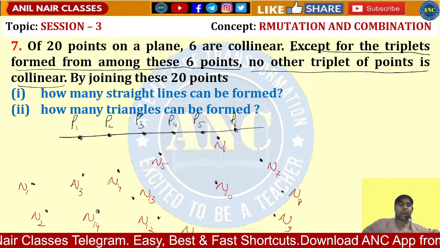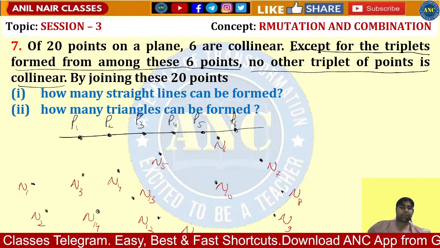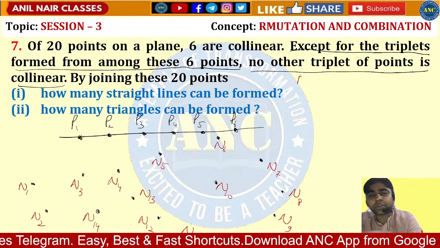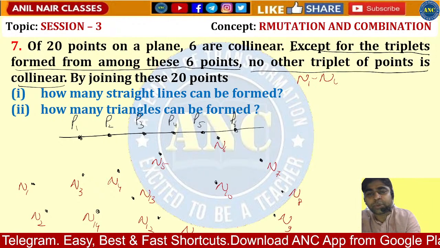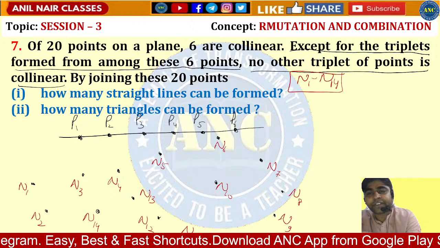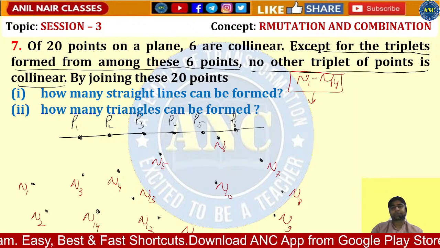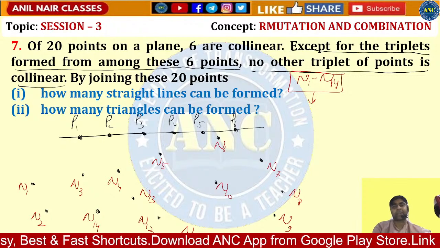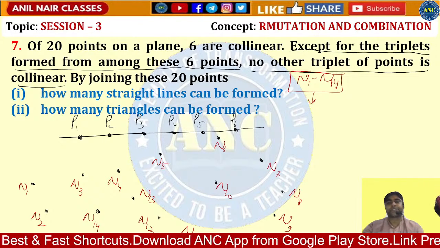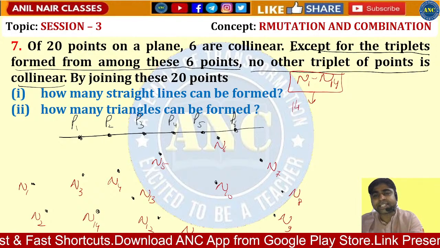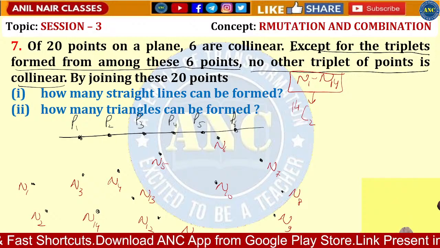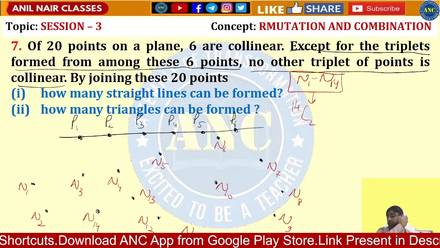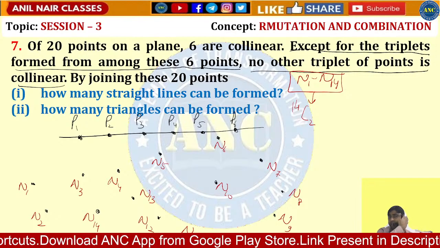If I choose, in how many ways can I actually make a line? I can make a line from N1 to N14. If I take any 2 points from N1 to N14, I will form a line. So that would be nothing but 14C2. Choosing 2 points out of those 14 non-collinear points, I will be able to make a line.